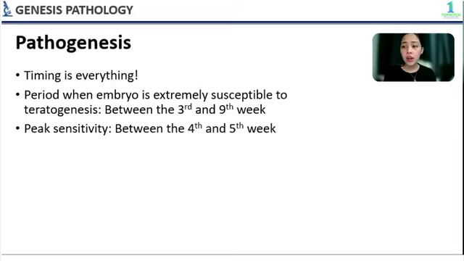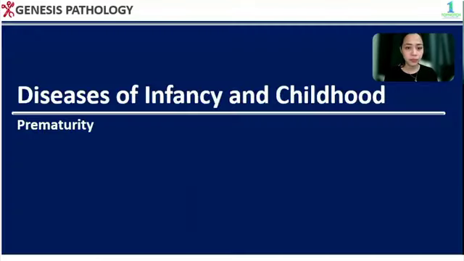So the timing of the exposure to the teratogenic insult is important. Between the 3rd and 9th weeks, the embryo is extremely susceptible to teratogens. The peak sensitivity is between the 4th and 5th week because during this period, the organs are being created out of the germ cell layers. But beyond 9 weeks, no, the susceptibility is greatly reduced.